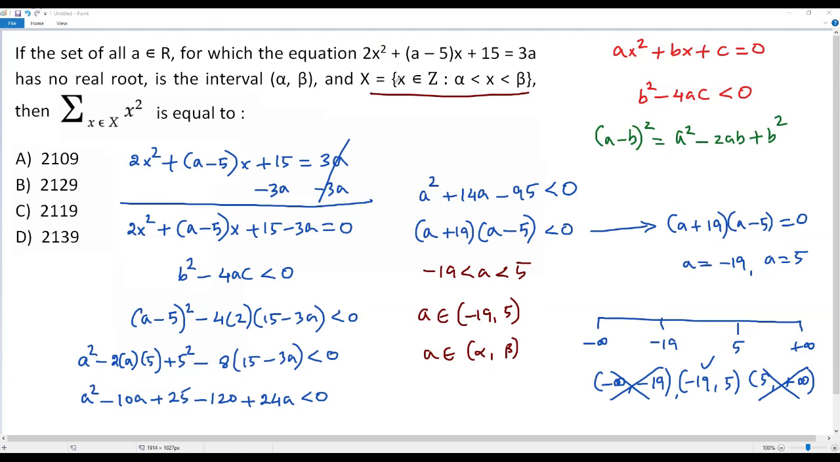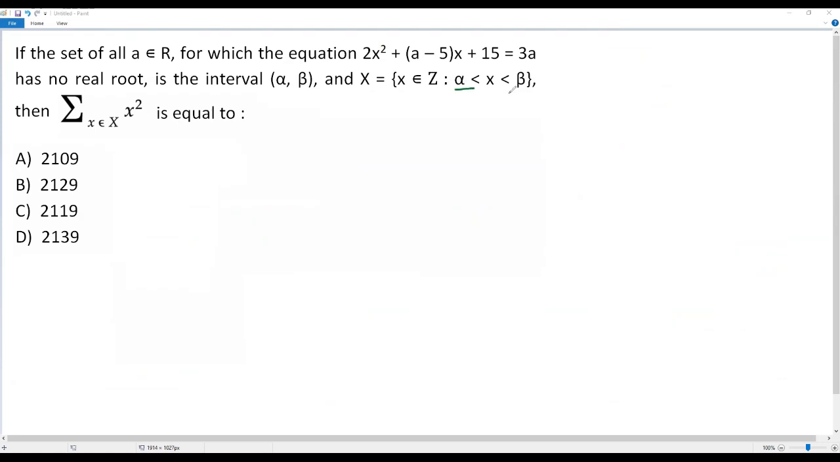Now let me erase the stuff over here and continue the problem. Here we got the values of alpha and beta. Let me substitute over here. That is capital X equals small x belongs to capital Z. That means small x is an integer because Z represents integers. So for alpha and beta, we can plug in negative 19 less than small x less than 5. So x is an integer and it has to be an integer value between negative 19 and 5.